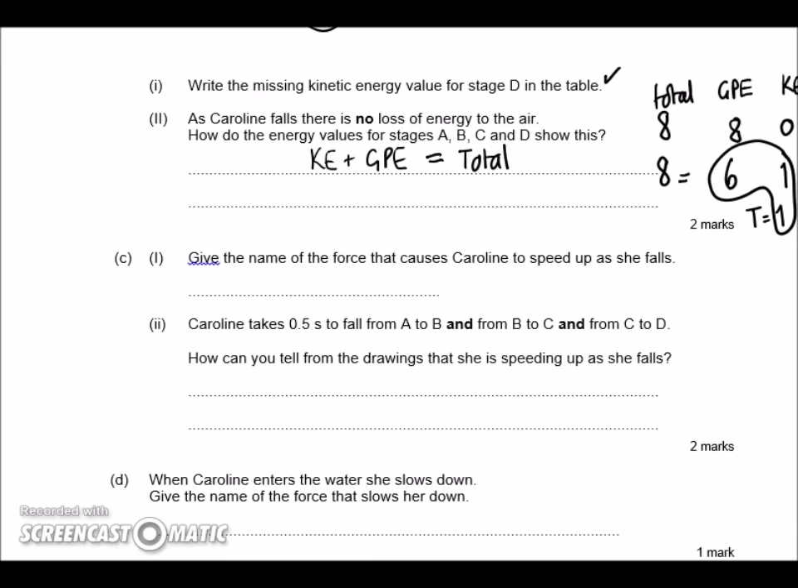The name of the force that causes Caroline to speed up as she falls, it's called gravity, but we can also call that force weight.